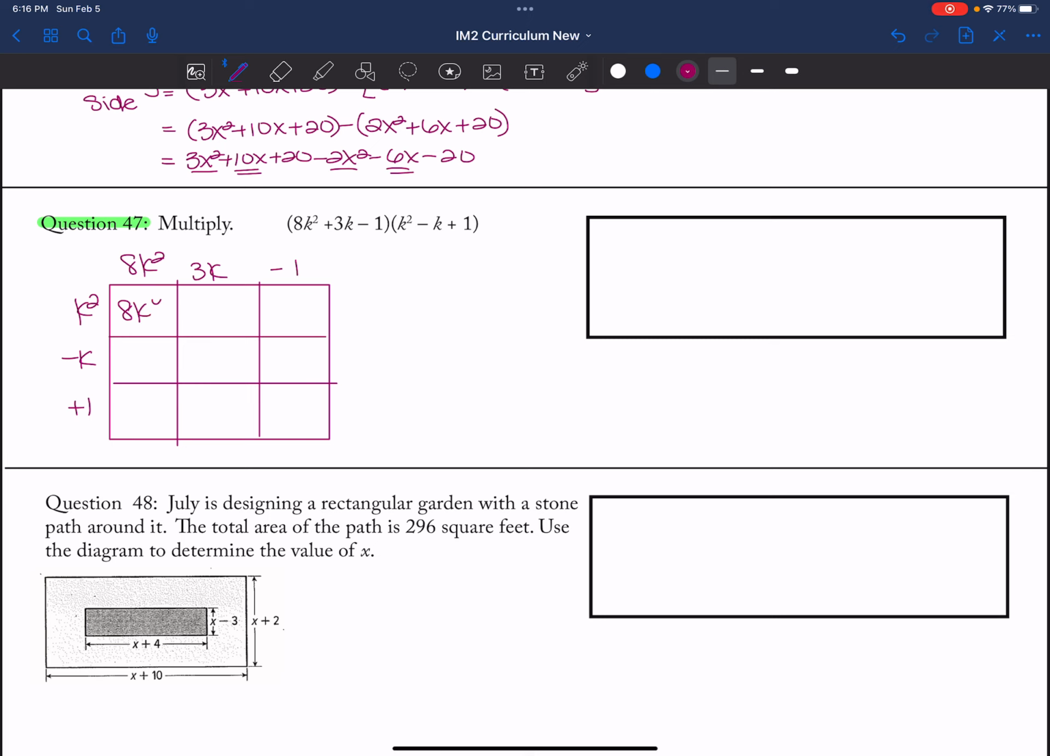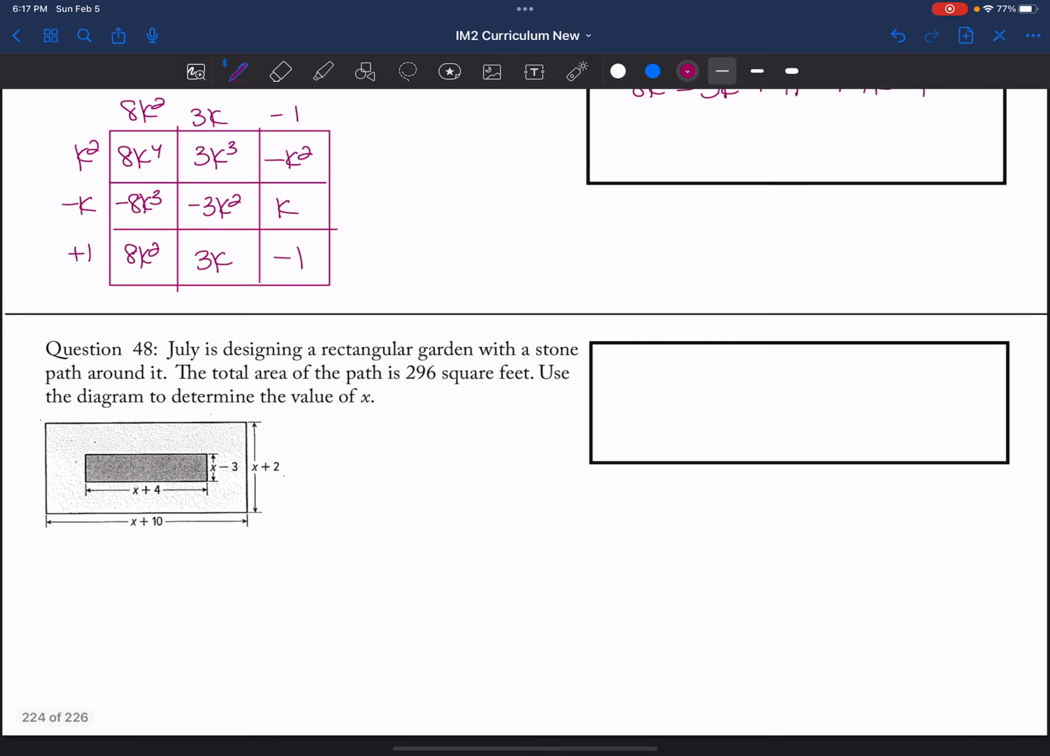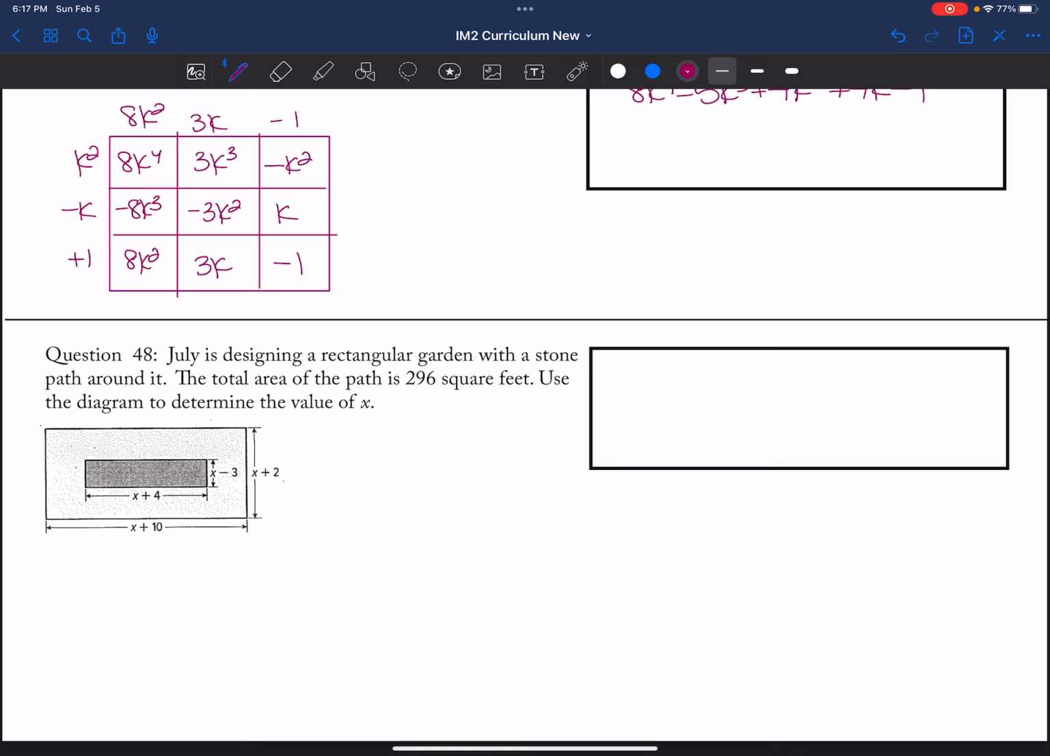So 8k to the 4th, negative 8k cubed, 8k squared. 3k cubed, negative 3k squared, and 3k. Negative k squared, k, and negative 1. So 8k to the 4th minus 5k cubed, 5 minus 1, so plus 4k squared plus 4k minus 1. Okay? And that is it for every odd numbered question.